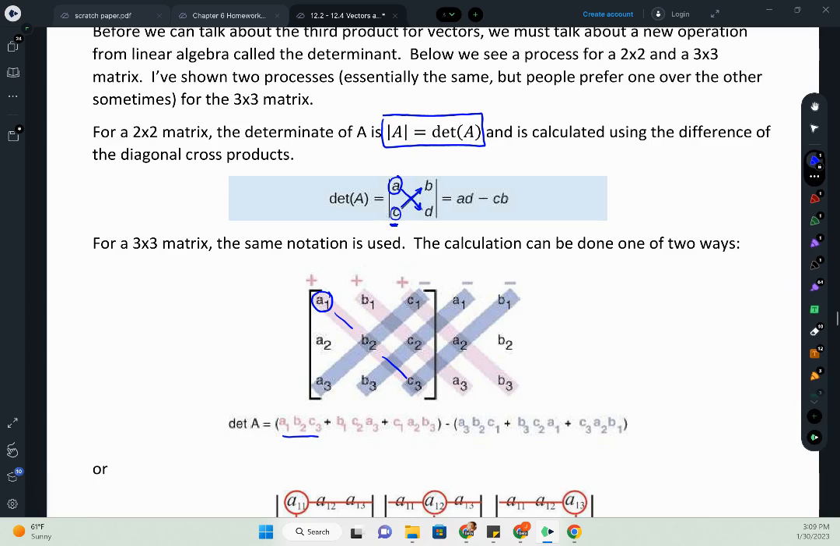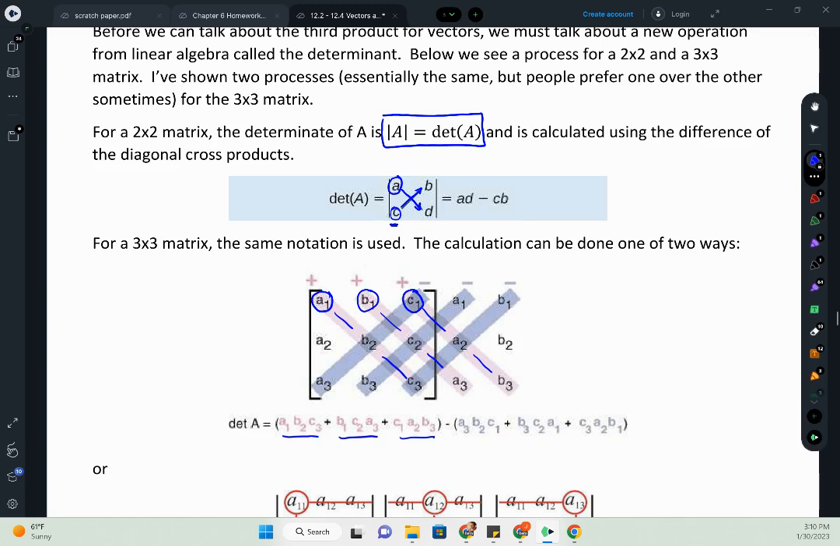Then we move over to the right by 1. We get to B1, and we find another diagonal product that will be plus B1 times C2 times A3. There's that second product. Then we go to the third column and go down in a diagonal from C1 to A2 to B3, and that's our third product.